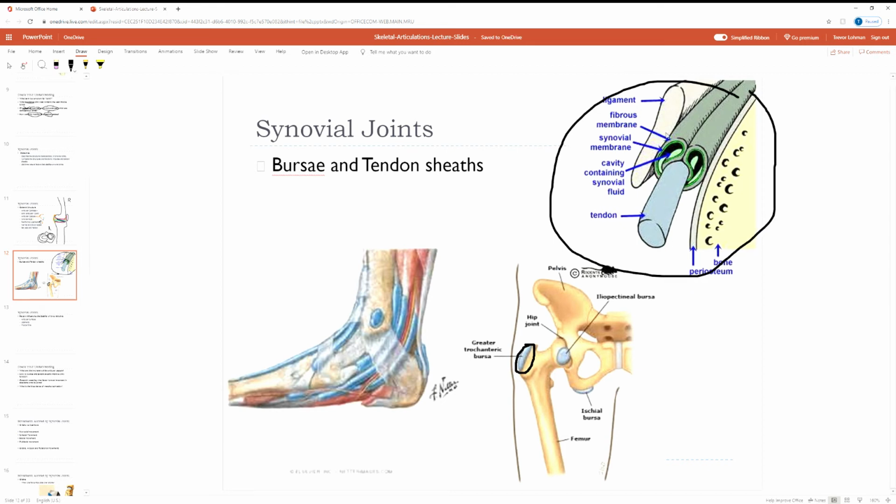Here's a tendon wrapped in a tendon sheath. This allows the tendon to slide back and forth through here without rubbing against a ligament or a bone, and it keeps the tendon safe. It protects it and reduces friction. If you've ever heard of tendinitis, that's actually an inflammation of the tendon sheath, just like bursitis is inflammation of a bursa. Anyway, takeaway from this slide is that these two structures serve to reduce friction. That is how they improve joint performance.